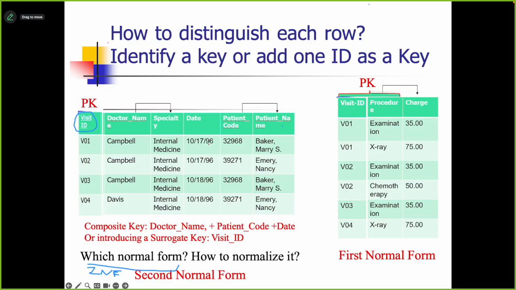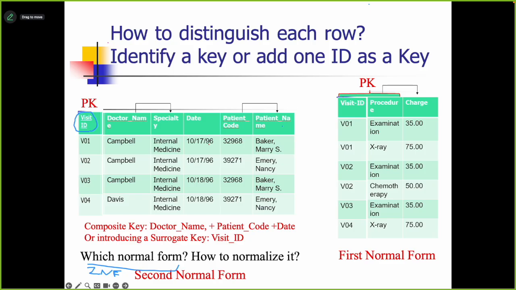And the dependency between charge and procedure here is a partial dependency. Is there any transitive dependency? No, there's no transitive dependency. So in this table, you only have charge depending on part of your primary key, which is only one partial dependency here, which violates 2NF. So the table is only in first normal form.